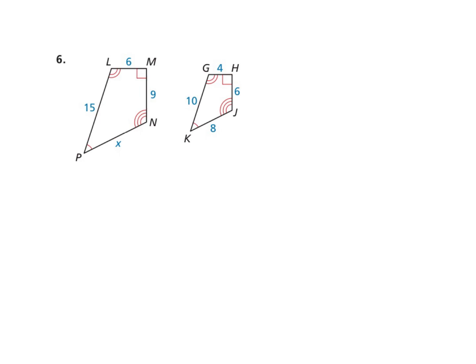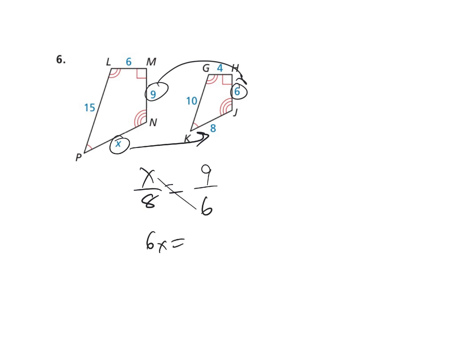Same thing, these are arranged properly. So again, x is to 8, as just pick anything else. 9 is to 6. So what do we get? 6x equals 72. Divide off the 6. X is 12.